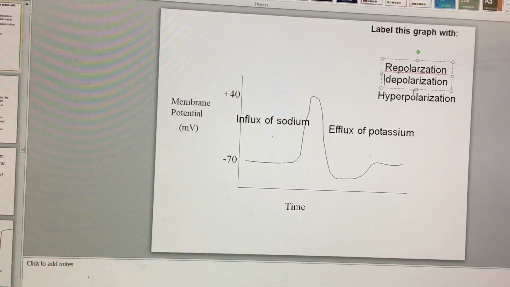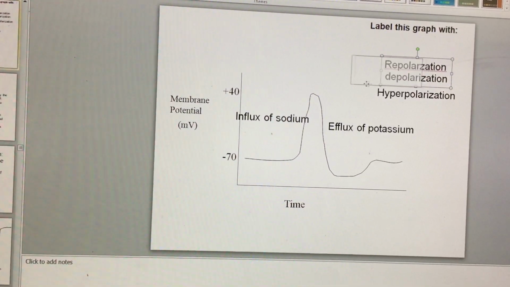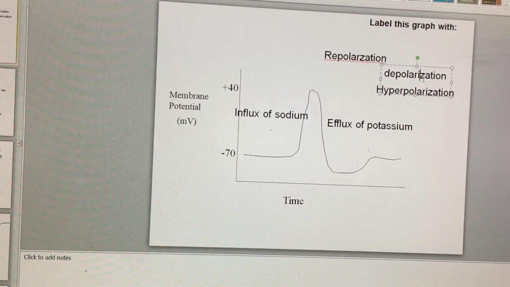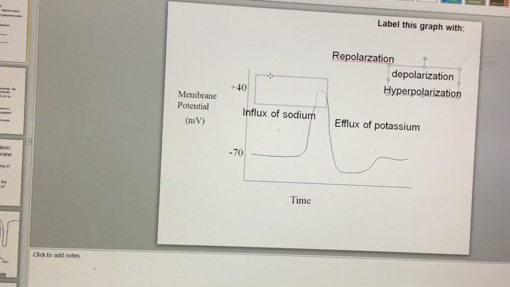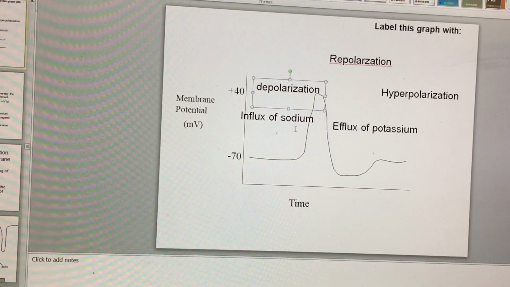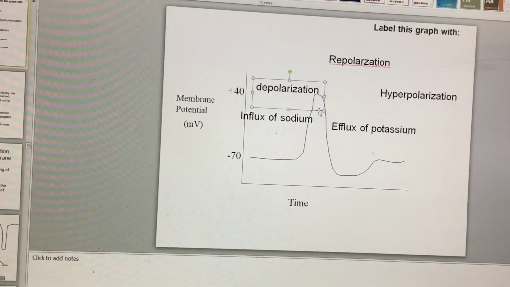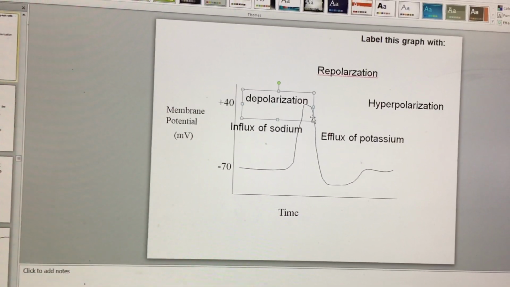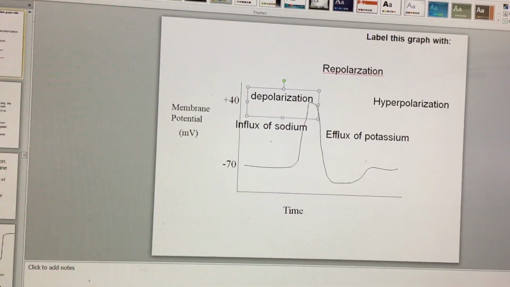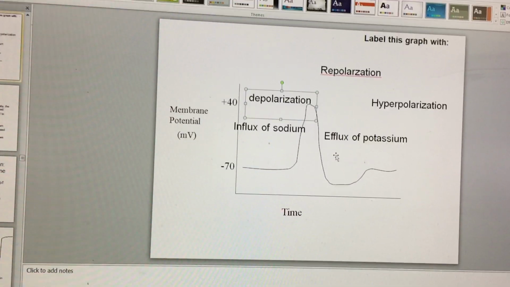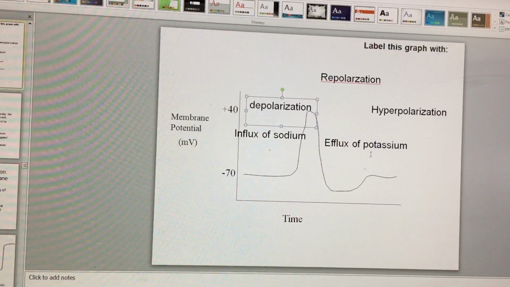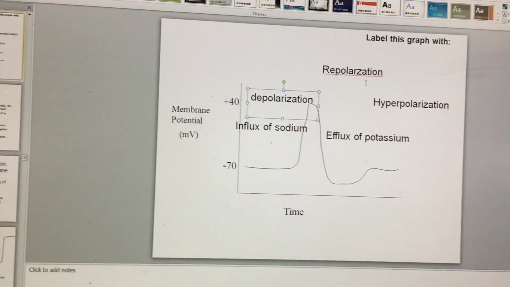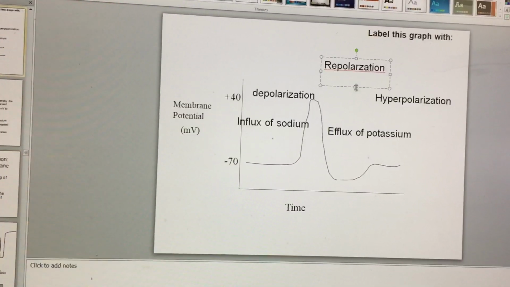And that is called, it's not repolarization, it's called depolarization. So depolarization refers to the charge becoming more positive. Then you get reversal of the charge. So you get potassium leaving the muscle fiber. So the potassium leaves the muscle fiber, goes into the blood, and that is called repolarization.